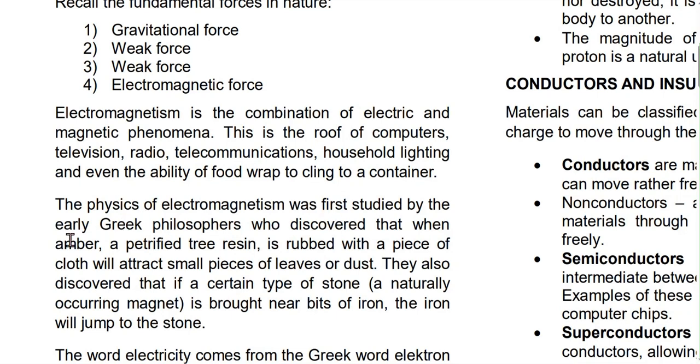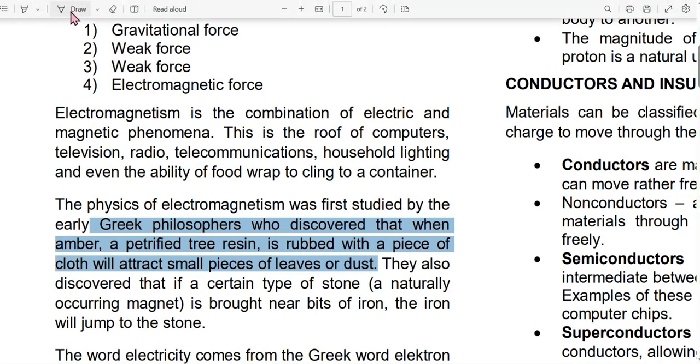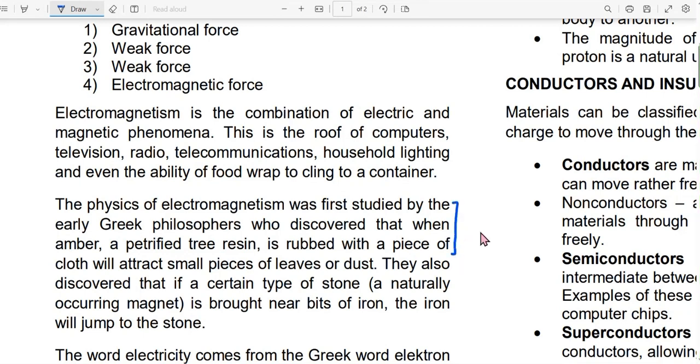So with their discovery of amber, upon rubbing it with a piece of cloth it attracts small pieces of leaves or dust. This split electromagnetism into two. This portion is the foundation for electricity. And for this naturally occurring magnet, of course, for magnetism. So two different concepts. But later on, another branch of physics was discovered, which relates these two. That is what became electromagnetism.